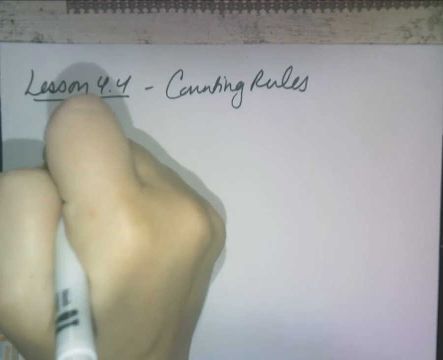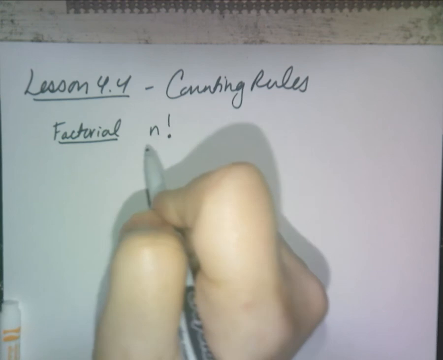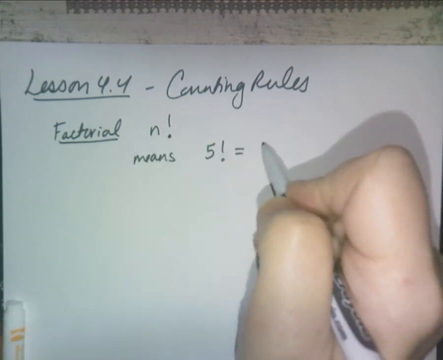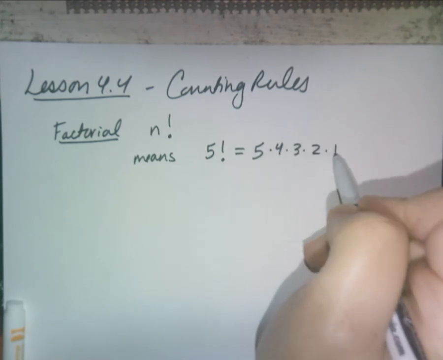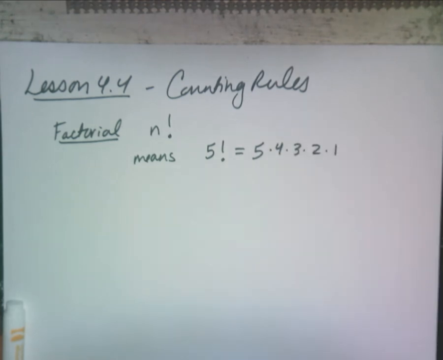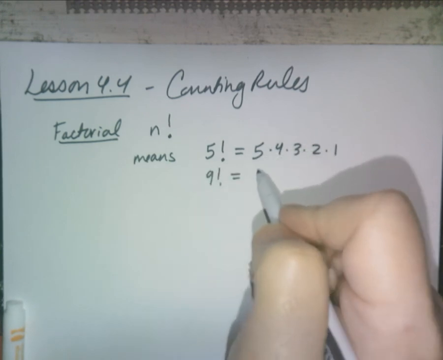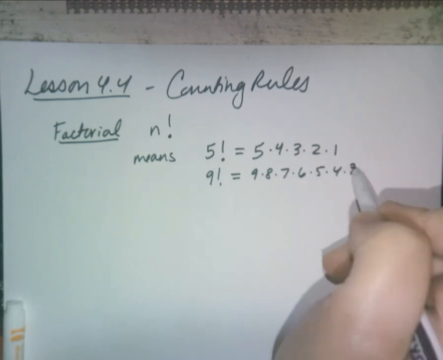So the first thing I need to introduce you to is what's called a factorial, which I hope you've seen and heard before. It looks like this, with a little exclamation mark next to it, okay? And this is what it means. If you see 5 factorial, it means take the number 5, then multiply it by 4, 3, 2, and 1. Go all the way down to 1. If you see 9 factorial, you would do, guess what? 9 times 8 times 7 times 6, 5, 4, 3, 2, 1.